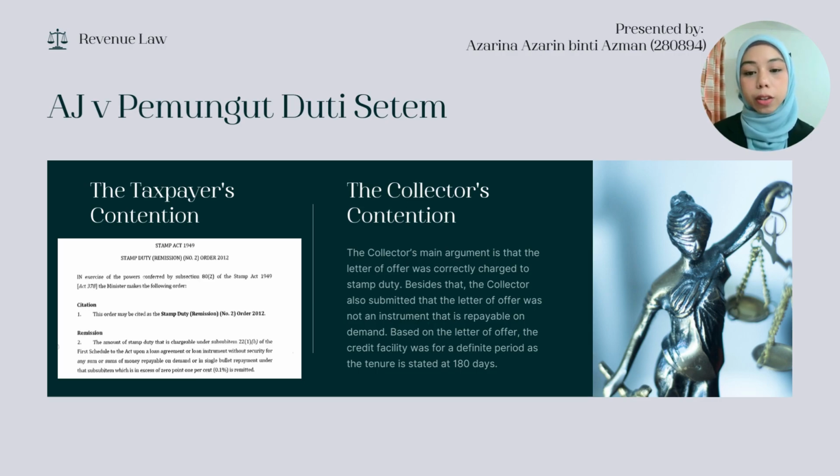So in short, in conclusion, the taxpayer is entitled to get a refund of 0.1% from the credit facility of 105 million ringgit, which means the taxpayer should only pay 105,000, and the balance should be remitted, as they have paid a total of 525,000 as a result of the assessment in 2019. So let's move on to the collector's contention.